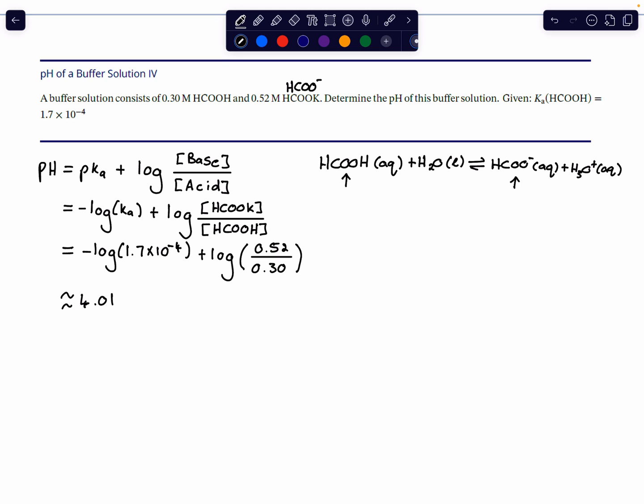Okay, relatively straightforward question, straightforward application of the Henderson-Hasselbalch equation. If we really wanted to be excessive, we could have used an ice table. It's perhaps a good test of how you could use an ice table to see if you get to the same pH, just to test your ice table calculation skills.